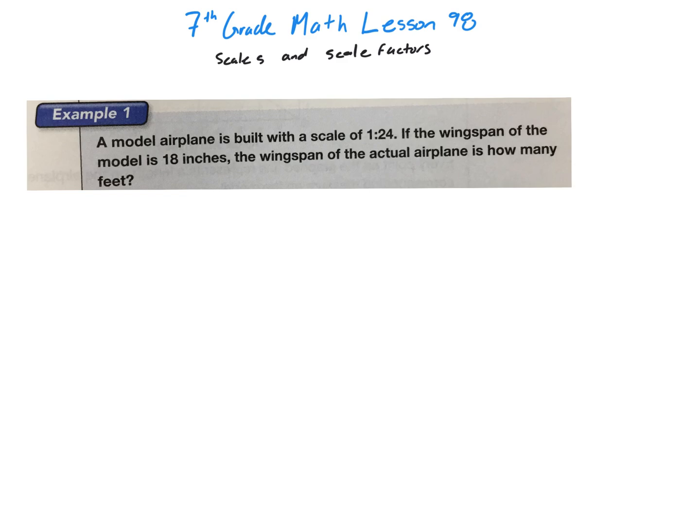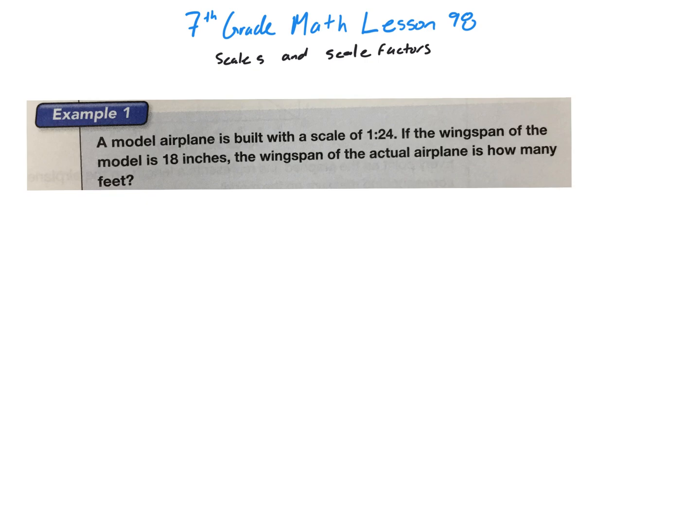This is lesson 98, and we're going to be talking about scales and scale factors. A scale simply says how big something is on this scale model or on this map compared to what it is in actual life. So maybe on a map they say 1 inch is the same thing as 1 mile, or maybe on a model they say 1 centimeter on this is the same thing as 24 centimeters on the actual car. But let's just go ahead and jump into that, and we'll talk about scale factors here in just a minute.